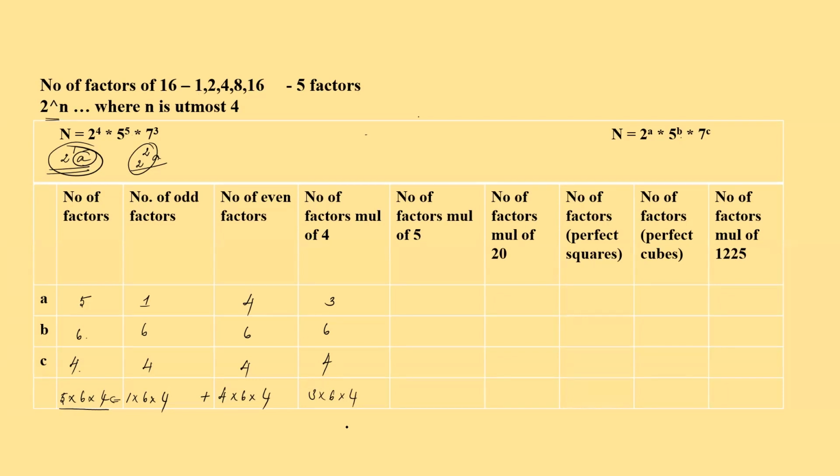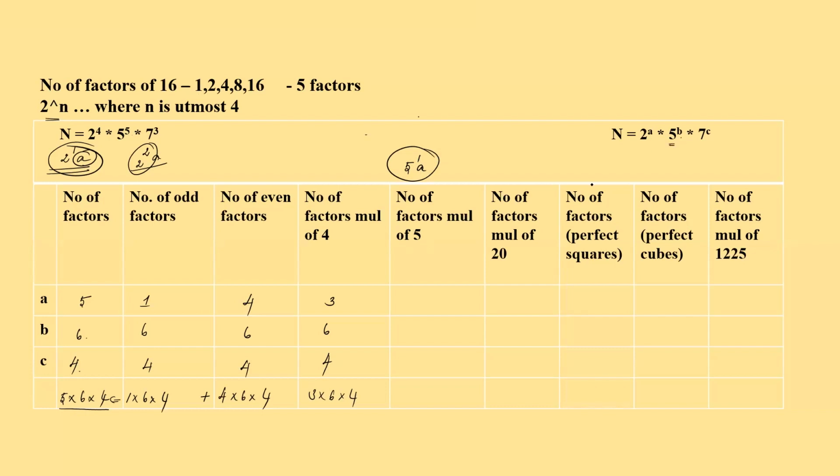Okay, so the number of factors which are multiples of 5. Multiples of 5 means it should be in the format 5 to the power 1 into a. So the constraint is the minimum power of 5 should be 1. A multiple of 5 means the minimum power of 5 should be 1. There is no constraint on a. A can be anything. So the only constraint is the minimum power of 5 should be 1.